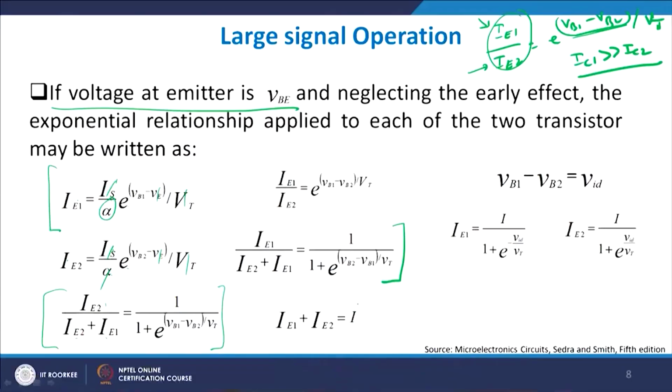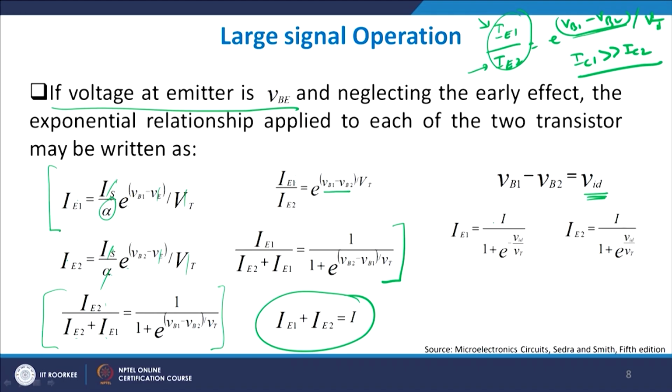Now, we also know that IE1 plus IE2 will always equal I, you see this one, and we refer to VB1 minus VB2 as VID. ID means input difference between the two.